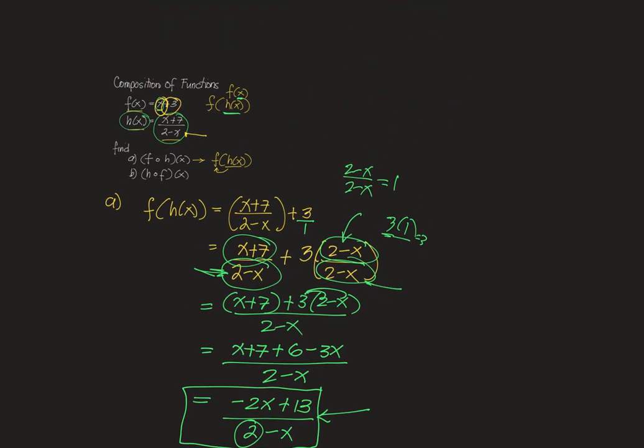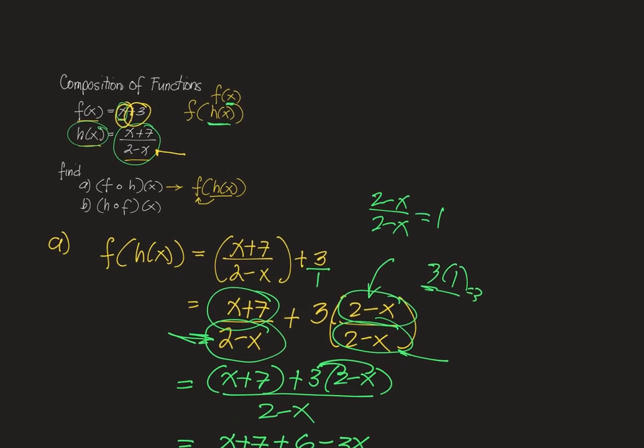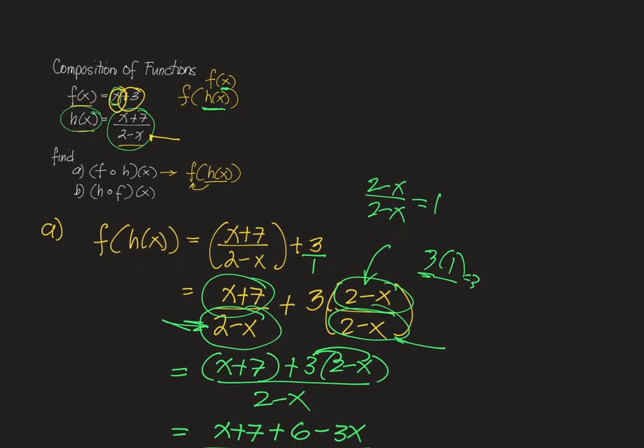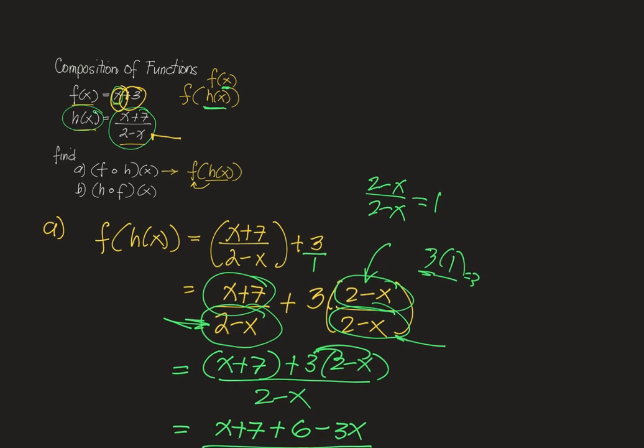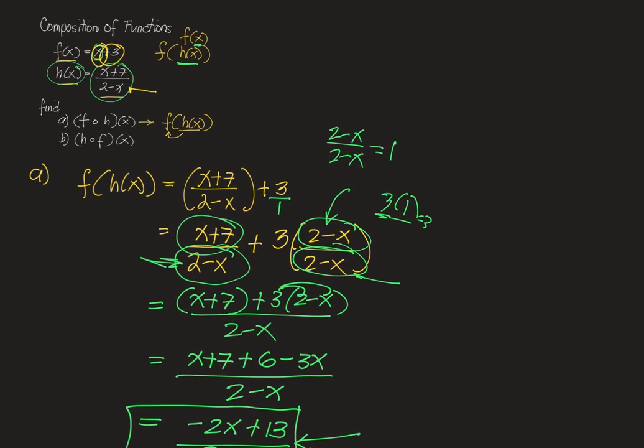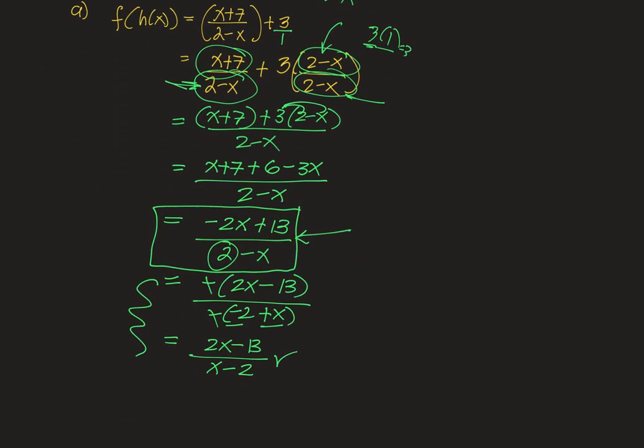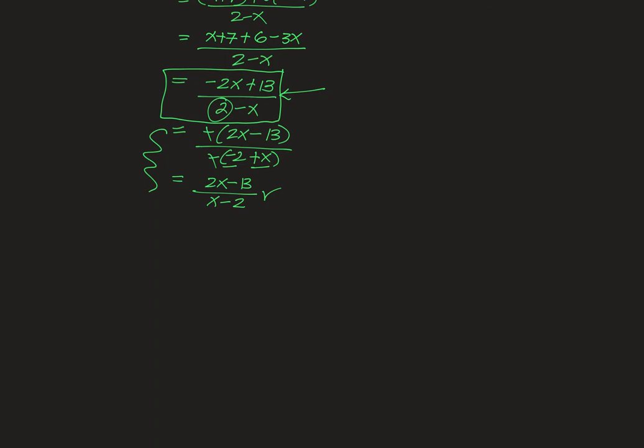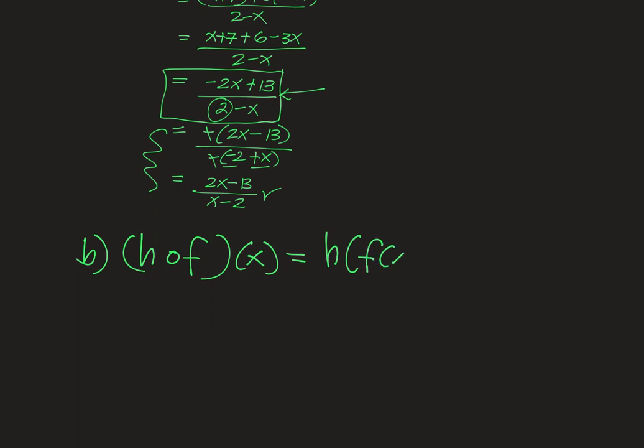Let us now find the second one, which is the h circle f of x. So h circle f of x, how do we write that? Let's copy the expression. So in letter B, what we want to find is h circle f of x. In other words, we have h of f of x. This time, you are placing the f within the h.